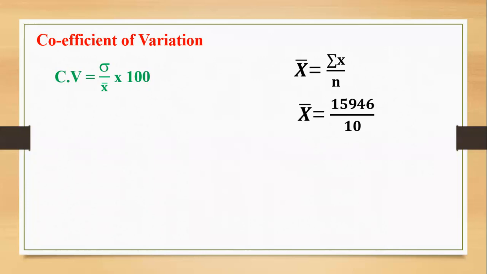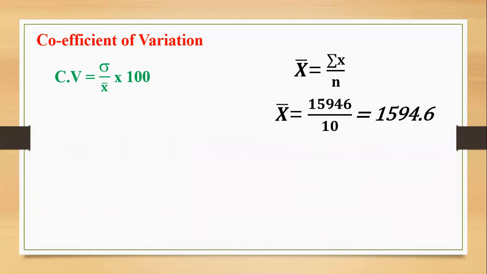So we know the summation x, the total of x values, and n equals the number of terms. So x bar equals 1594.6 (as computed in the lecture). Then we calculate the CV. CV equals, we know the standard deviation value 3.25, and x bar equals 1594.6, into 100. Divide and multiply, and CV is 0.204. So standard deviation is the absolute measure and coefficient of variation is a relative measure.